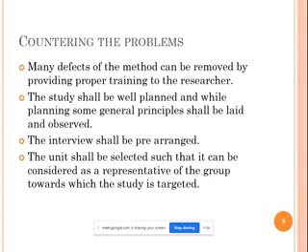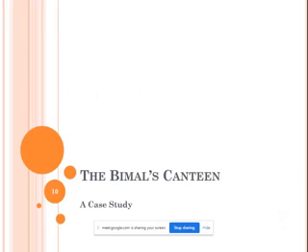Actually, this is the last class of this semester from my side. And then we have a case study also, named the Bimal Canteen. It is also a published case study. I will share that publication and discuss this case study, and I will put up a video of it in my next presentation, which will be a video presentation.